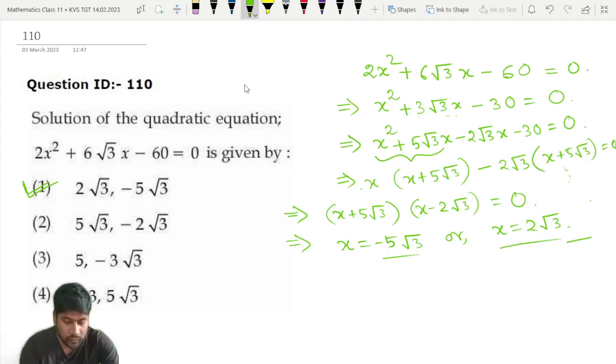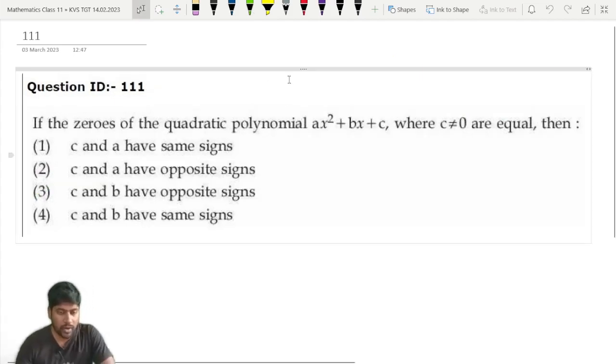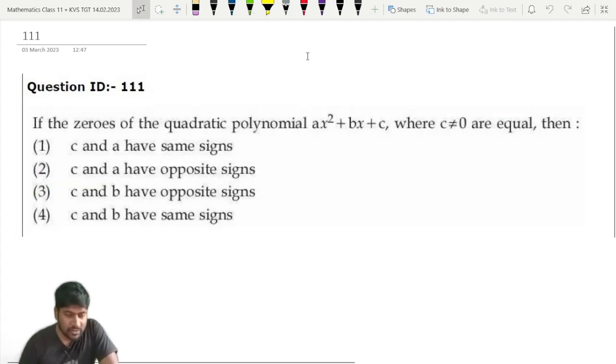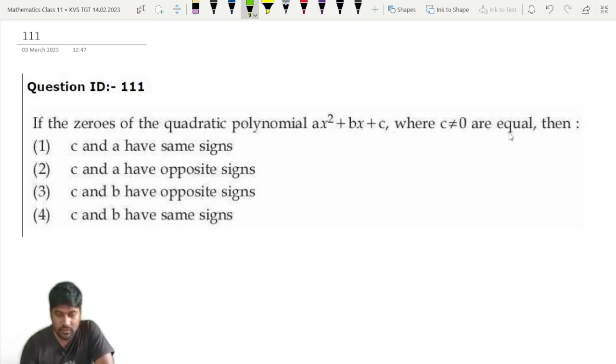So now let's move to the next question, question number 111. If the zeros of the quadratic polynomial ax square plus bx plus c, where c is not equal to 0, are equal, then what condition will we get? For equality of two roots, we have b square minus 4ac is equal to 0, or from here we are getting b square is equal to 4ac.